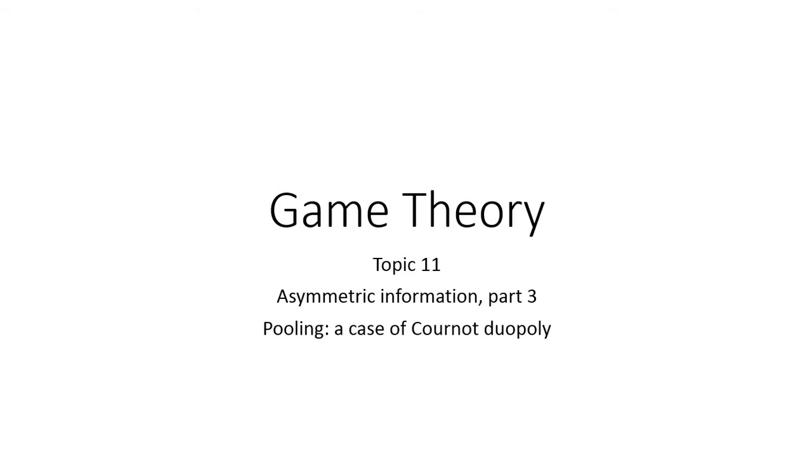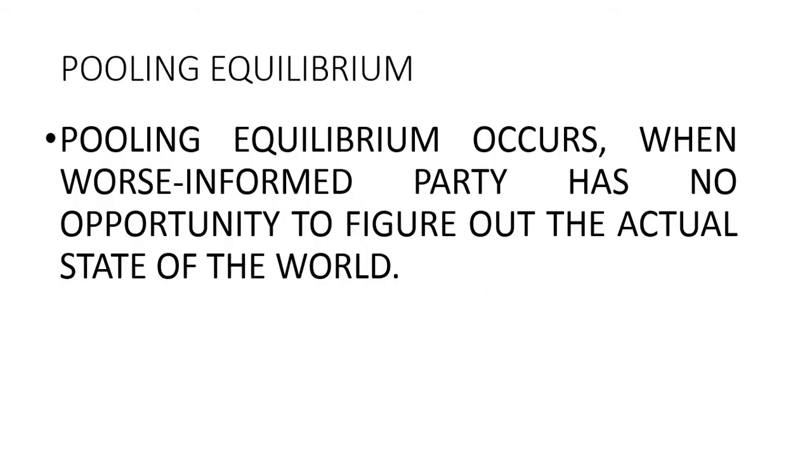Okay, so as you remember, pooling subgame equilibrium occurs when the worse informed party has no ability or does not attempt to distinguish between different types of agents, or let's say figure out the true state of the world. So for instance, if we get back to the labor market example we discussed in the previous video, then the employer is unable to figure out whether a potential employee is a high-skilled or low-skilled laborer.